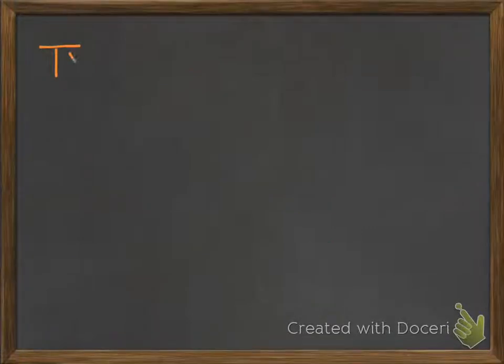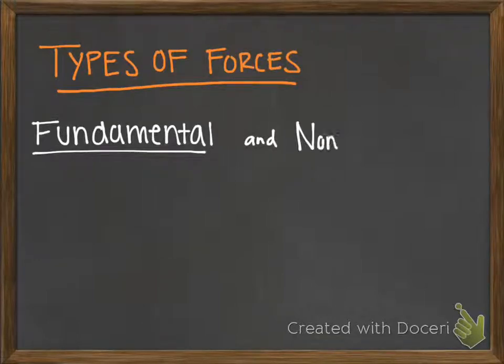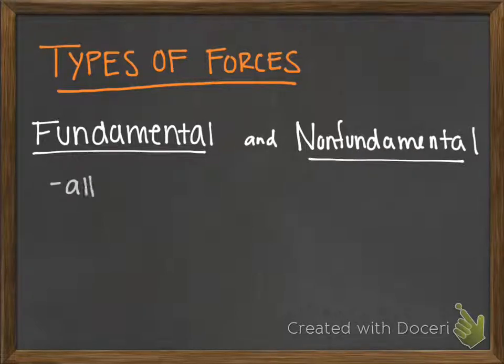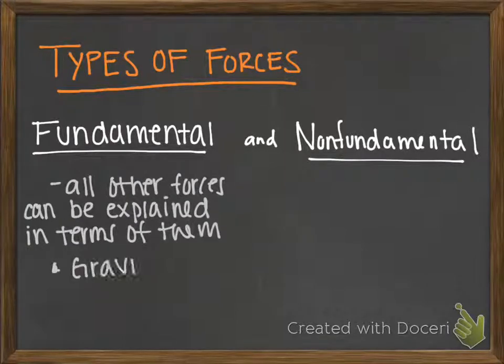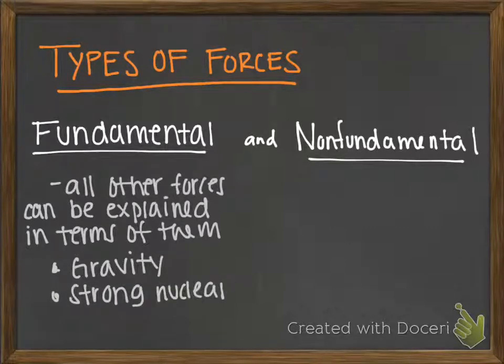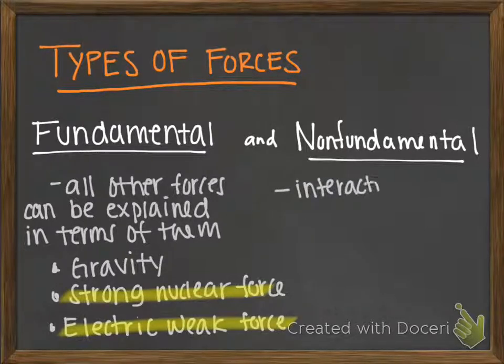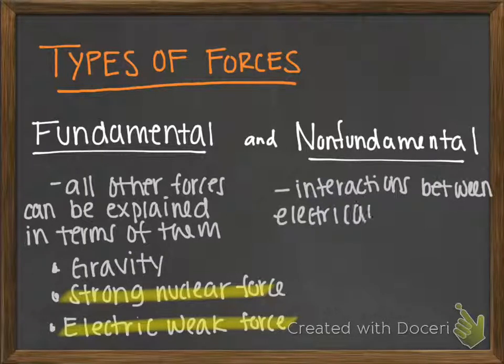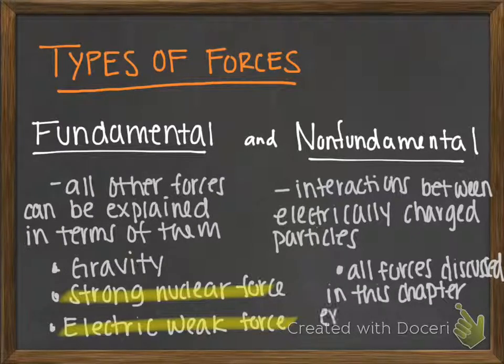Now we have types of forces. So there are 2 major types of forces, which are fundamental forces and non-fundamental forces. So fundamental forces just means that all other forces can be explained in terms of them. So examples are like gravity, strong nuclear force, and electric weak force. And strong nuclear force and electric weak force can also be non-fundamental. And non-fundamental are just made through interactions between electrically charged particles. And almost all of the forces discussed in this chapter are non-fundamental except gravity.